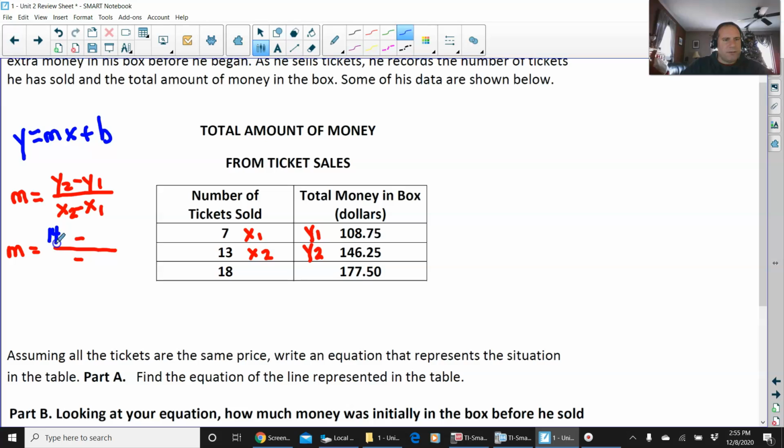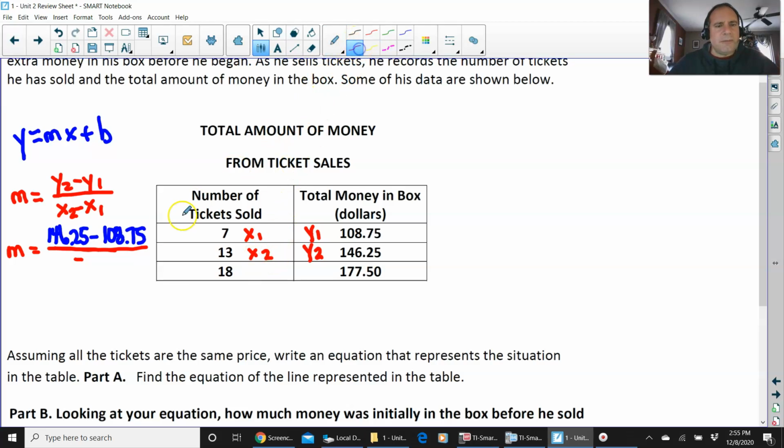I'm going to do 146.25 minus 108.75. All right, and now I am going to do x2 minus x1. So my x2 is 13 and my x1 is 7.